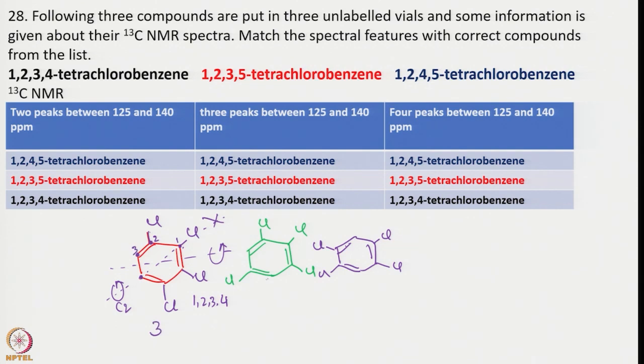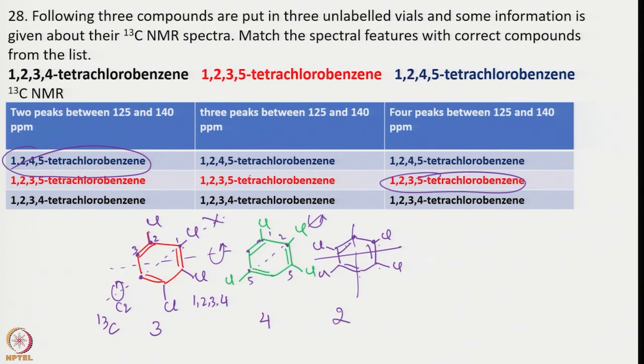Next, if we consider this one here, still we can see some symmetry. With this one we can see 4 identical ones are there, so 4 13C signals will be there. And in this case you can rotate this way, so 2 signals are there here. So that means the 2 peaks is for this one, 1, 2, 4, 5. So this one we can say. And next 4 means this should be 1, 2, 3, 5. So this one. And then with this one, 4 signals are there.